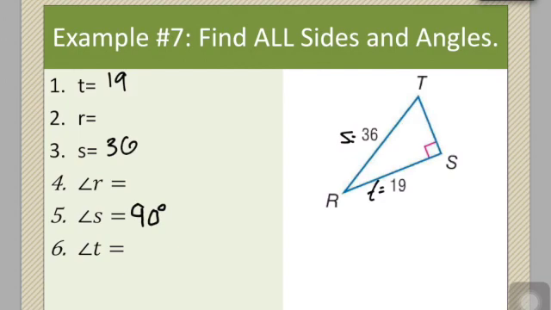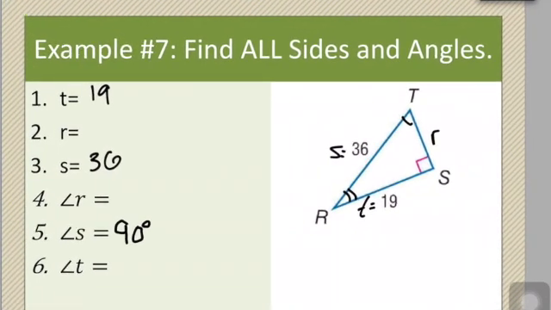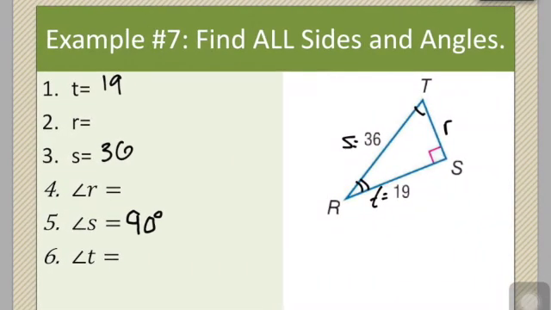So our goal here is all we need to do is we need to solve for side R. We need to solve for angle T and then angle R. So let's go ahead and start with our first one. Let's pick something to solve for first. We could solve for side R. Let's solve for side R first. This will be a good spot. Let's put it right here.